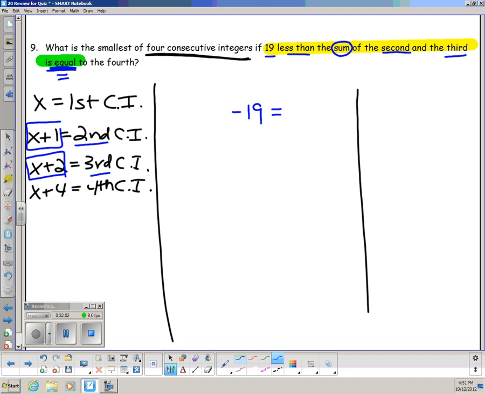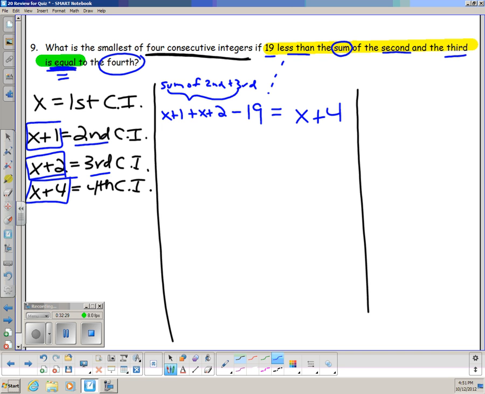So my sum is x plus 1 plus x plus 2. This is the sum of the second and the third. And I have to subtract 19 because 19 less than was there. Is equal to the fourth, meaning the fourth consecutive integer. Some people in the past have been bothered by this problem because the first consecutive integer is never mentioned. But that's okay. We still have an equation. We can still solve it. And there's x in there, so we'll be able to get the first consecutive integer.